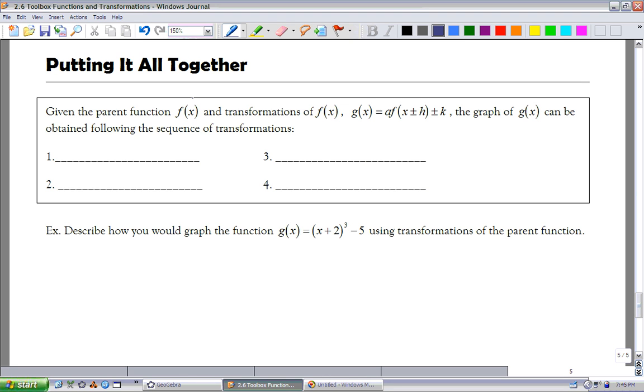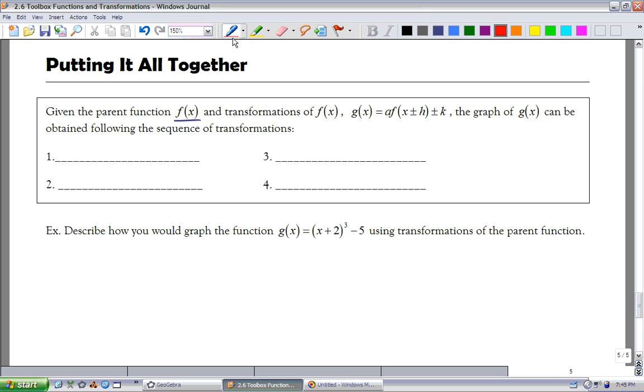Alright, now we're going to put all these transformations together and see if we can understand what's going on here. If you're given a parent function, f of x, and transformations of f, which could be all kinds of stuff here. Here we have g of x, a function multiplied by a constant, here we have x plus or minus h, and then we added or subtracted k from it. We have all these different transformations that we've talked about. The graph of g of x can be obtained by following the sequence of transformations.